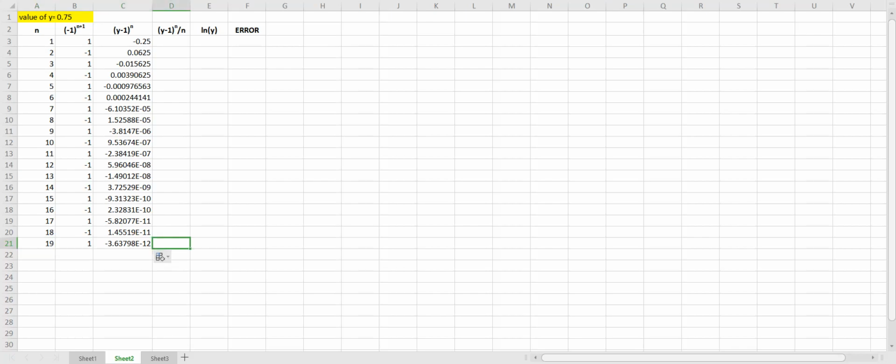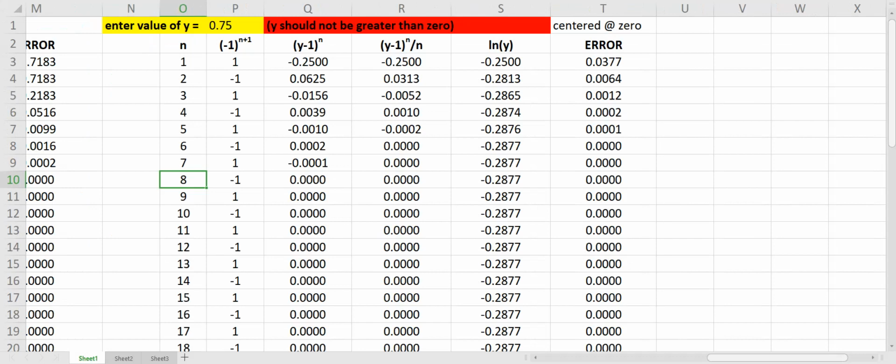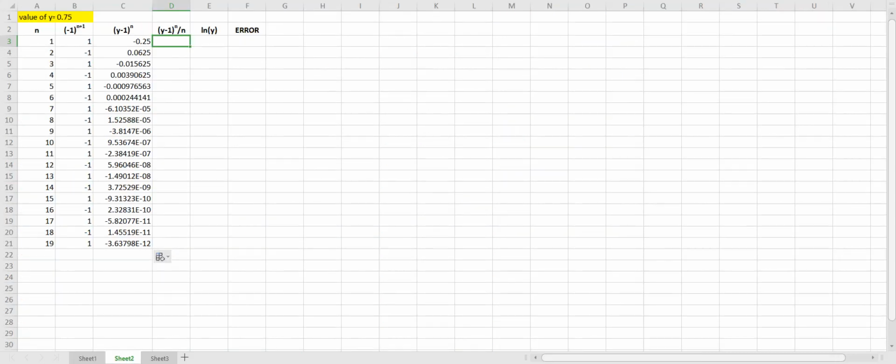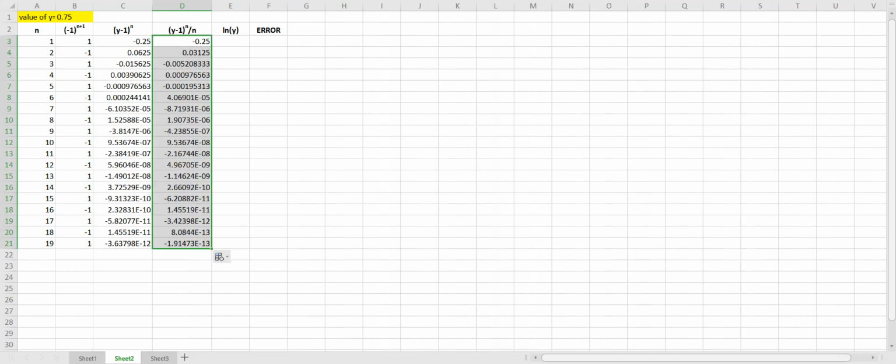So it's very close to 0 already. Here in the fourth column, we have (y minus 1) raised to n all over n. What we're going to do is simply use the column (y minus 1) raised to n and divide that by the first column, which is the column of n. If we press enter, we can see that we now have a value of negative 0.25, and we will just drag down until the last value of n.